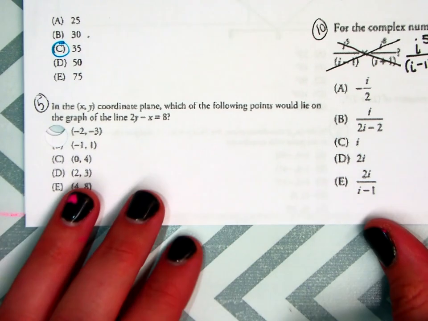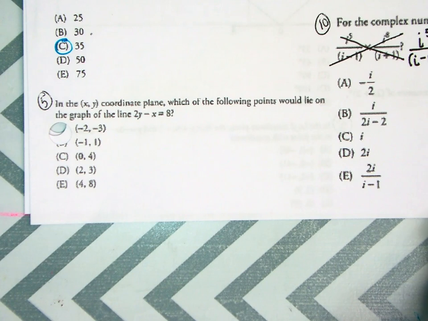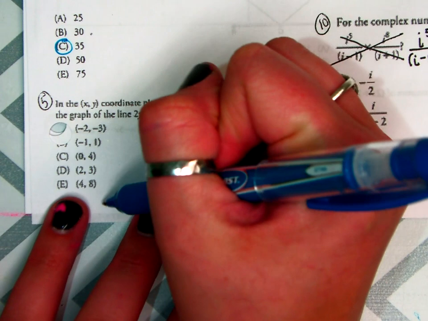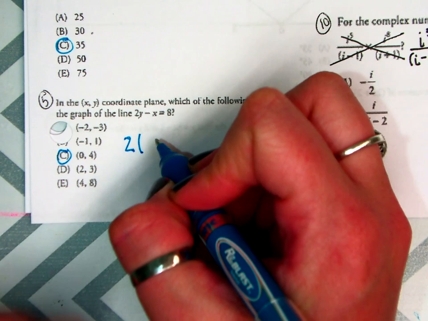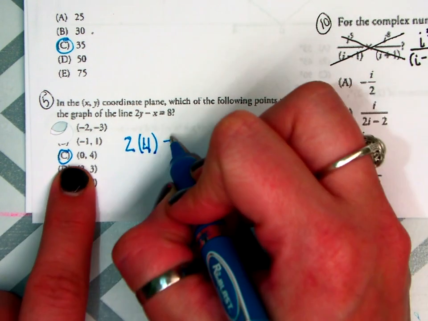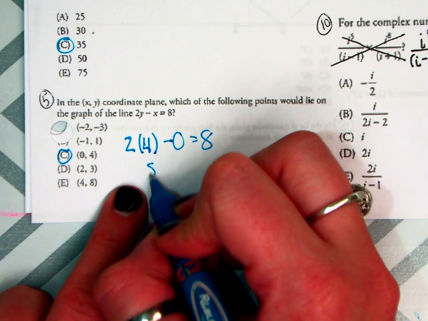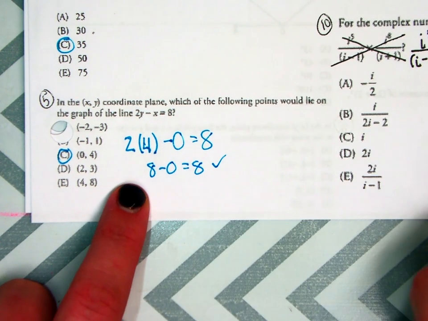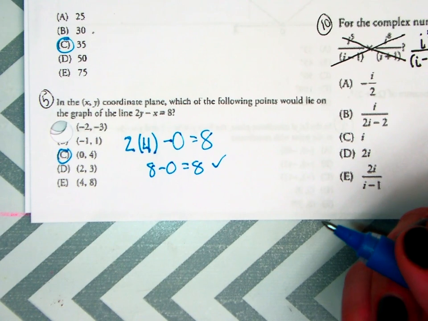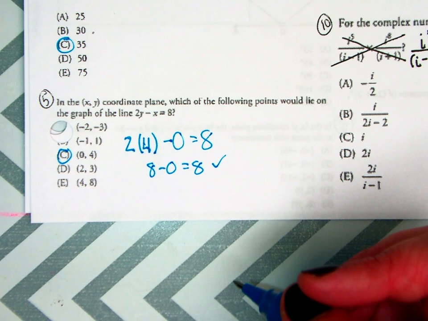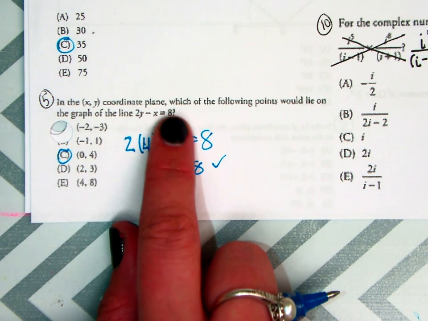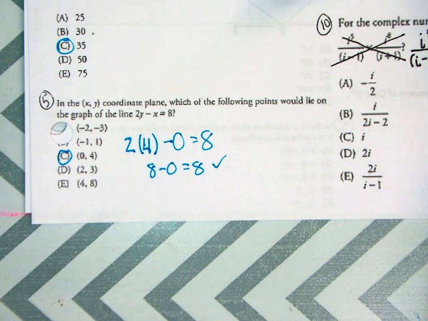Number 5, in the xy coordinate plane, which of the following points would lie on the graph 2y minus x equals 8? What I would recommend is plugging these points into the equation. So the correct answer is C. So 2 times y, my y value is 4, minus my x value of 0 has to equal 8. Well, 8 minus 0, that does in fact equal 8. So all you're doing here is taking your answer choices and plugging them in, and seeing if you get 8 out. Remember, equations of lines are just functions. You plug numbers in to get a number out.